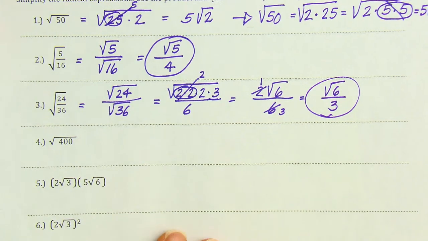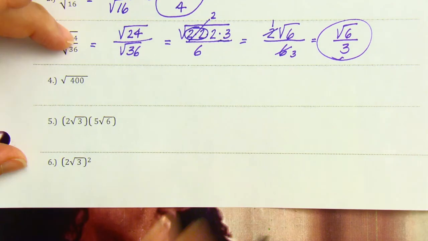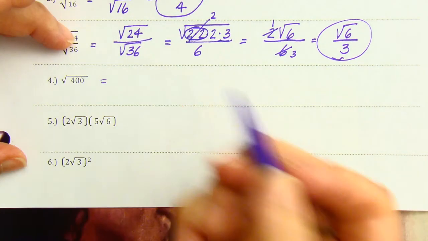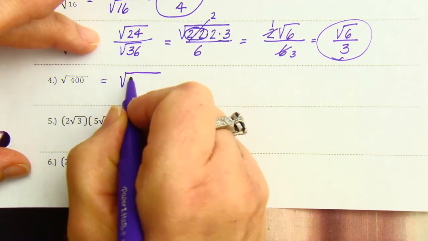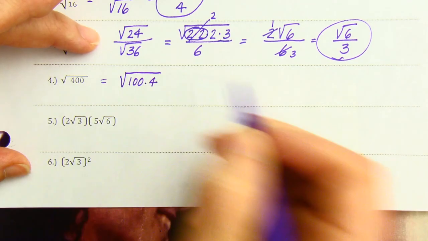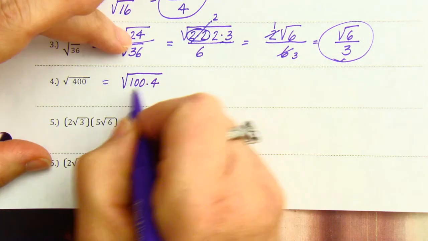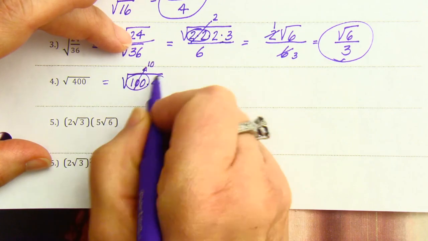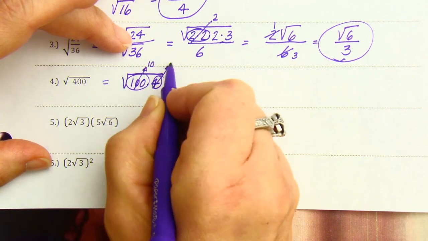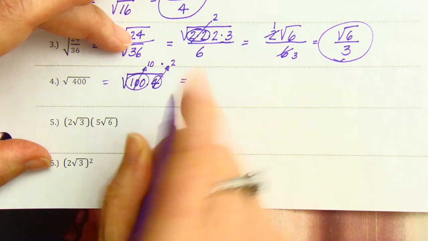Okay, 400. Well, if you know 400 is a square, then just bam, write the answer. Or do 100 times 4. You could break it down to its prime factors. I don't think it's necessary. The square root of 100 is 10. The square root of 4 is 2. What do you do with the outside ones? You multiply. There's nothing inside except a 1.